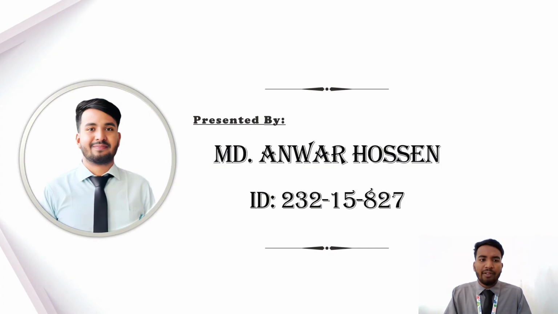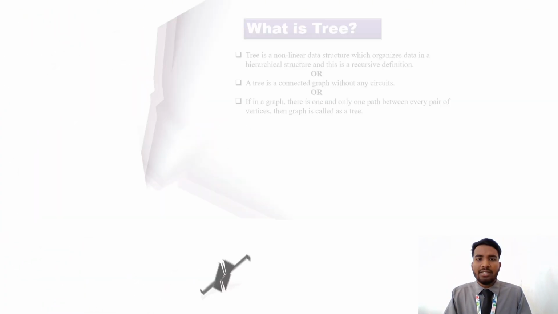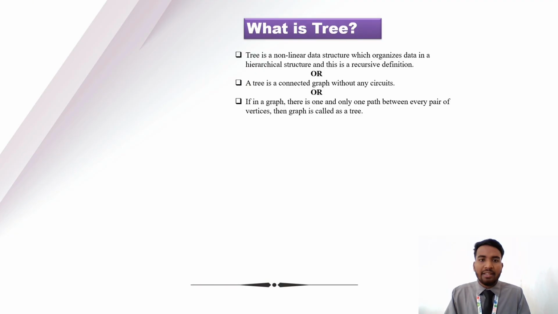When we try to elaborate this topic, the first question is: what is tree? The answer is, tree is a nonlinear data structure which organizes data in a hierarchical structure, and this is a recursive definition. In other words, a tree is a connected graph without any circuit or cycle. If in a graph there is one and only one path between every pair of vertices, then the graph is called a tree.